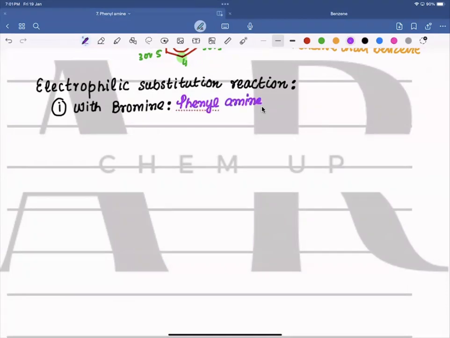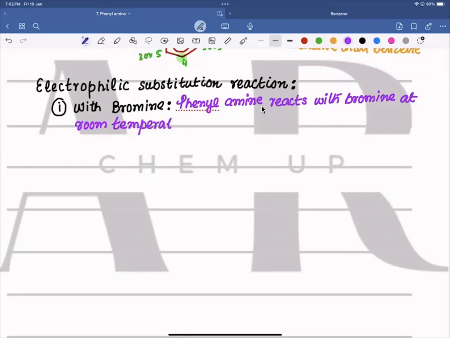So phenylamine reacts with bromine at room temperature only.